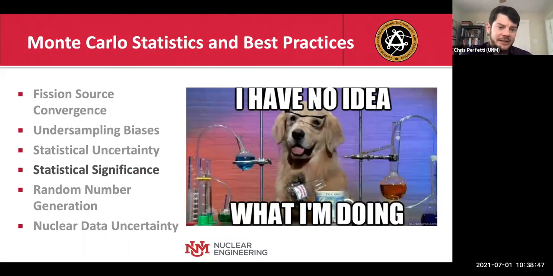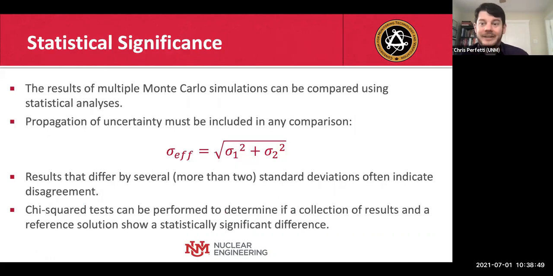For statistical significance, this one is, sorry, I mixed up the two. This one is the go-read-the-Wikipedia-page slide. Monte Carlo simulations have statistical uncertainty associated with each of their tallies. So whenever you combine the tallies in some form, you need to propagate this uncertainty and figure out how much uncertainty is in the final thing.